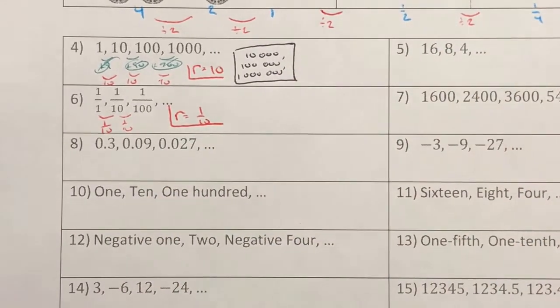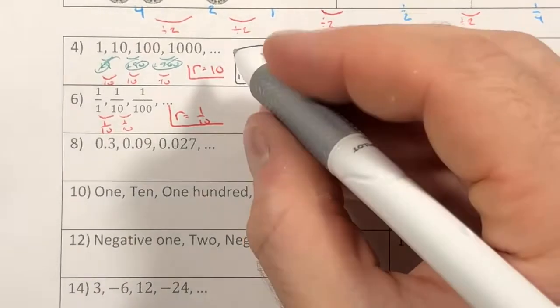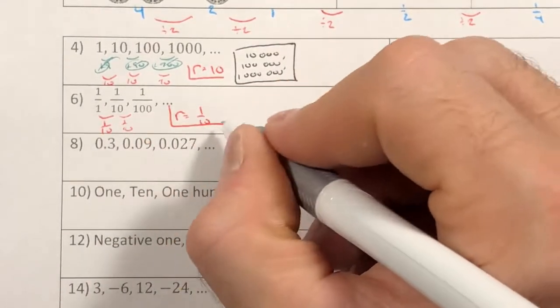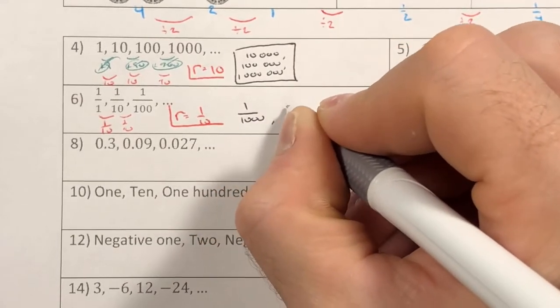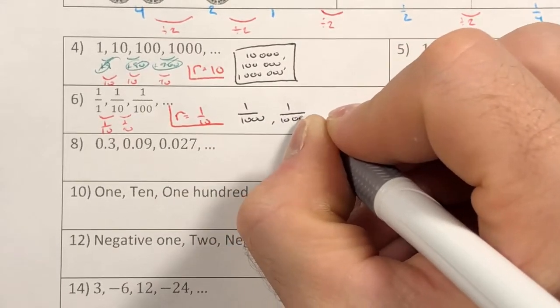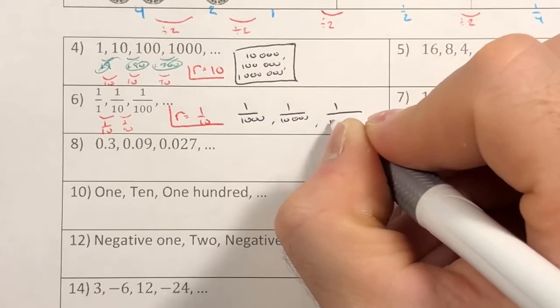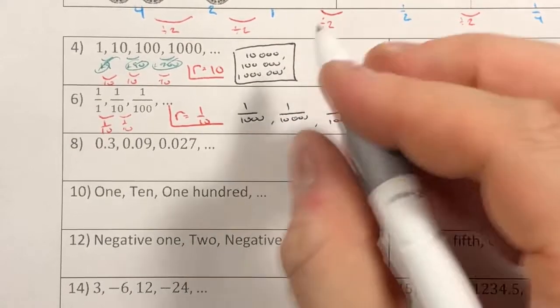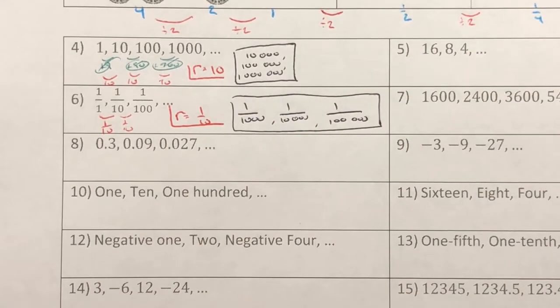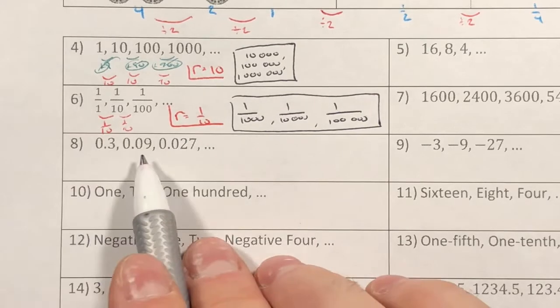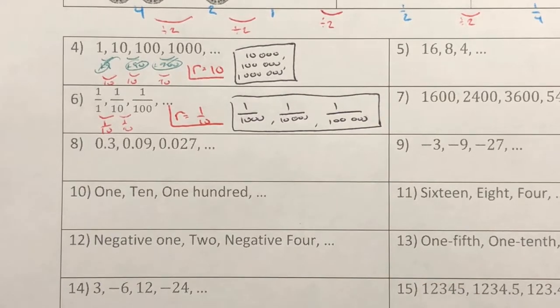Perfect. So if my rate is 1/10, that means the bottom number gets multiplied by 10. So 1 over 1,000, 1 over 10,000, and then 1 over 100,000. Next three terms. Boom. Okay. So what I want you to try is the next one. Pause the video and unpause when you're done and see how well you did.